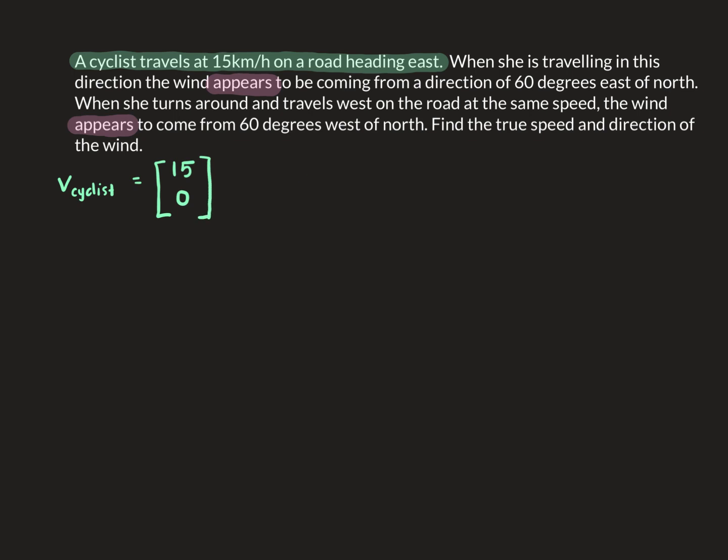Okay, at that time, when she is travelling in this direction, the wind appears. Now, I told you to highlight that word because it appears to the cyclist. So this is the velocity of the wind relative to the cyclist. It is coming from a direction of 60 degrees east of north. Well, 60 degrees east of north, that's that 60 there. And it's coming from that direction means that it's actually heading in this direction here. So if that's 60, that's 30, this one's 30 here. So we're wanting to get a vector that's going this way.